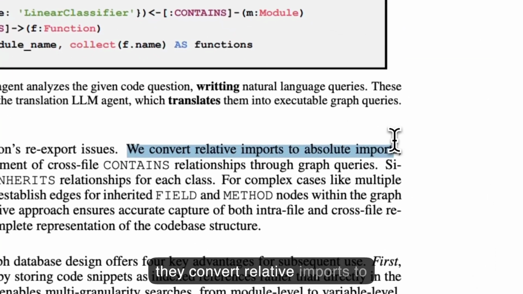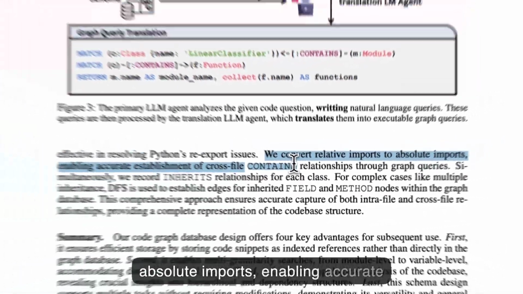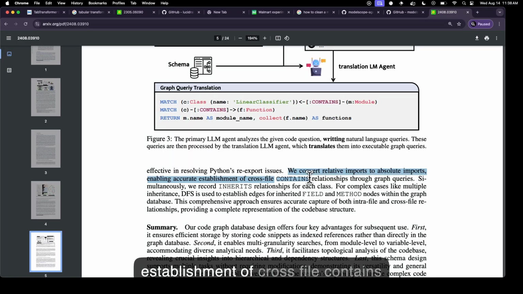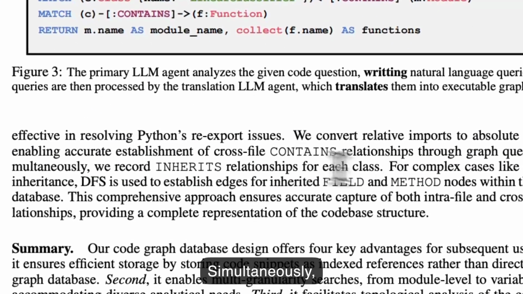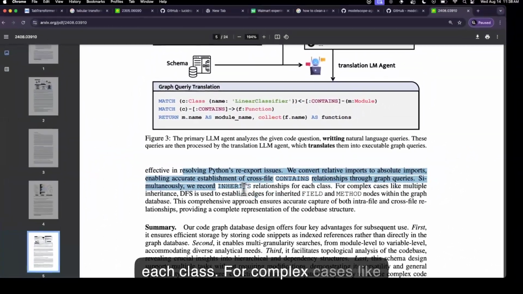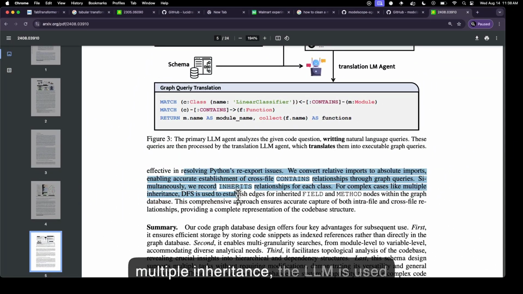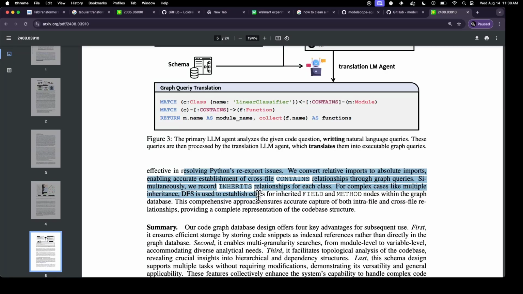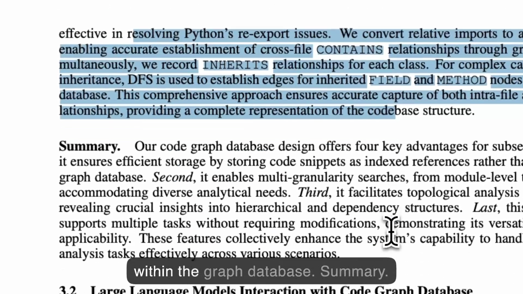So they convert relative imports to absolute imports, enabling accurate establishment of cross-file contains relationships during graph queries. Simultaneously, we record inheritance relationships for each class. For complex cases like multiple inheritance, DFS is used to establish edges for inherited field and method edges within the graph database.